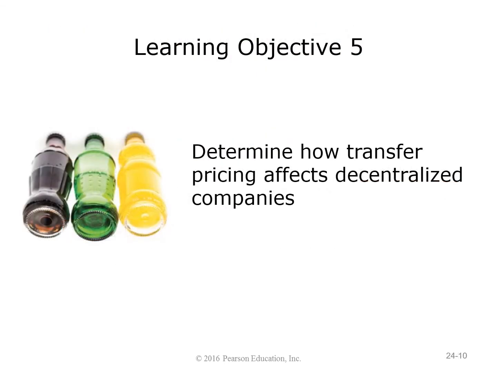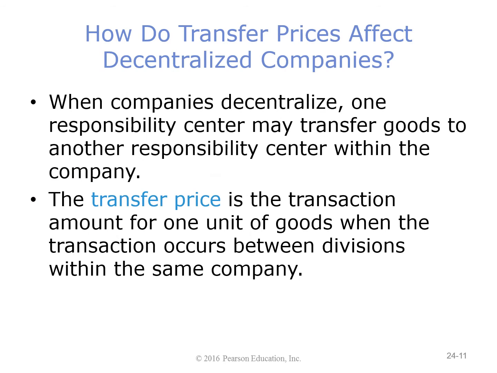The learning objective number 5 is to determine how transfer pricing affects a decentralized company. When a company decentralizes, one responsibility center may transfer goods to another responsibility center within the company. Which means if I have a product and this product must pass by 3 departments, A, B, C, when A sends its work in process to B, this can be against a fee to be collected by department A from B, if each of them is a separate center.